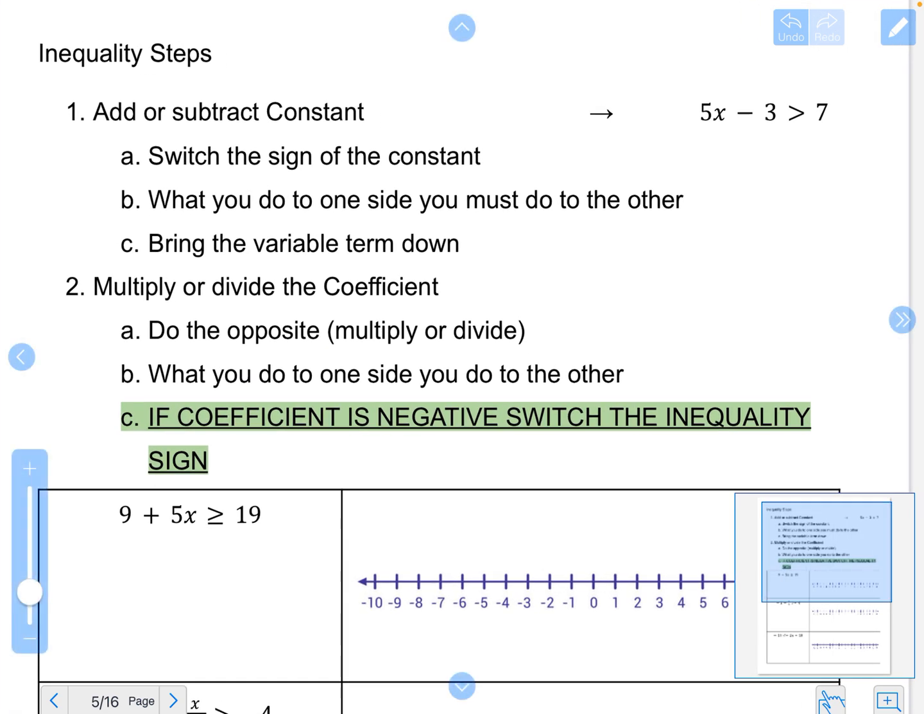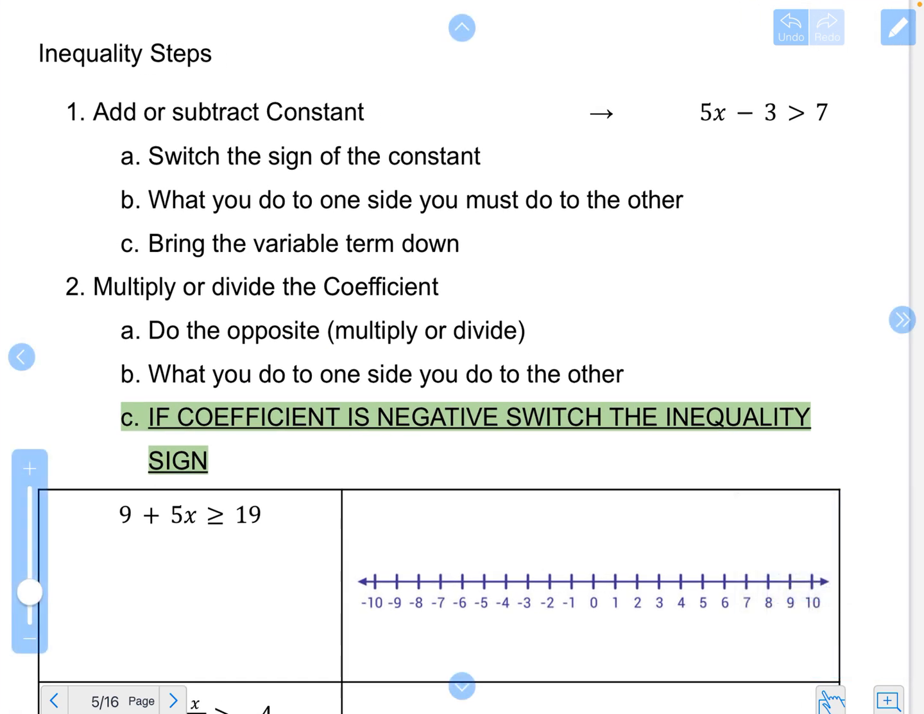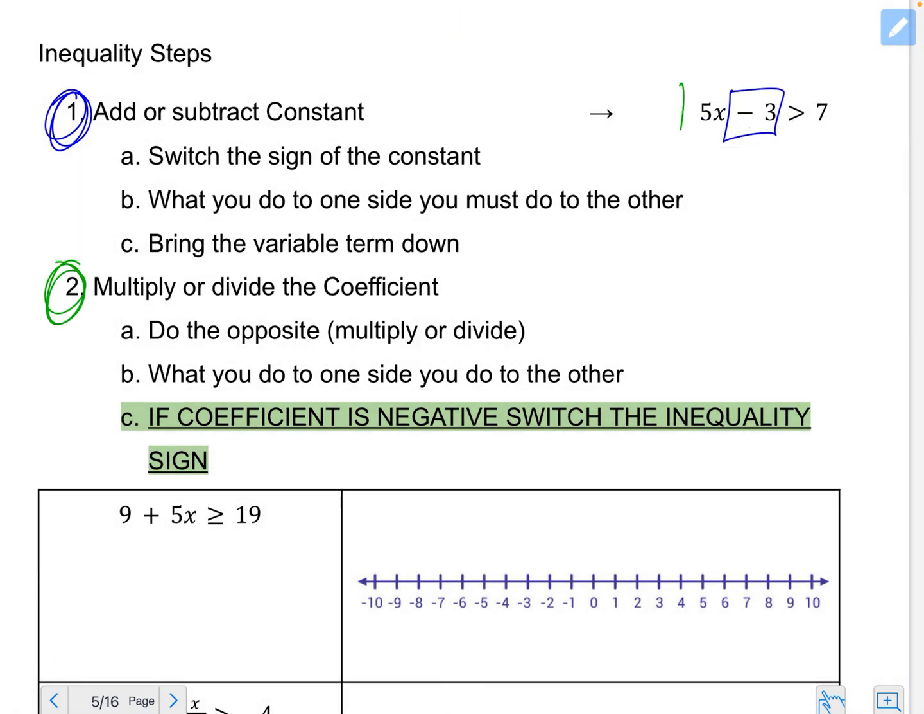So now we're going to solve 1- and 2-step equations with inequalities. So we still have to add or subtract our constant. And remember, our constant is the number without a letter all by itself, and the sign in front of it goes with it. Then we are going to multiply or divide by our coefficient, which is the number next to the letter.